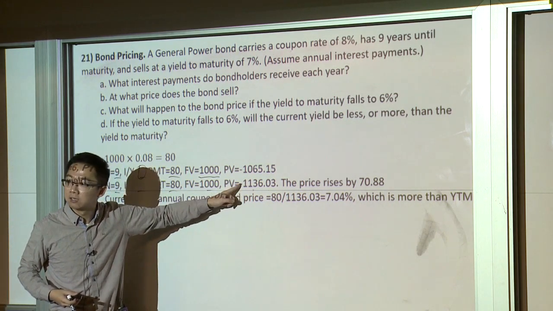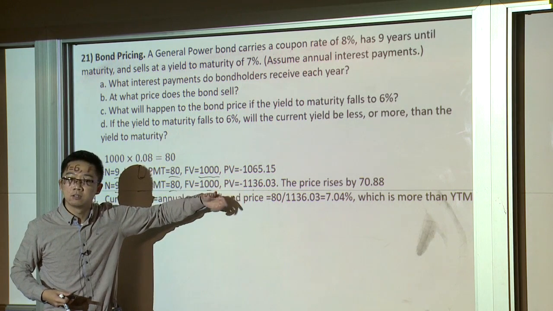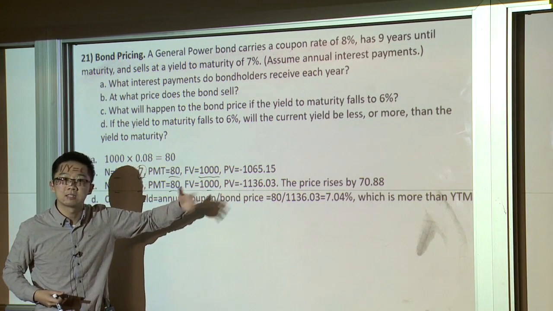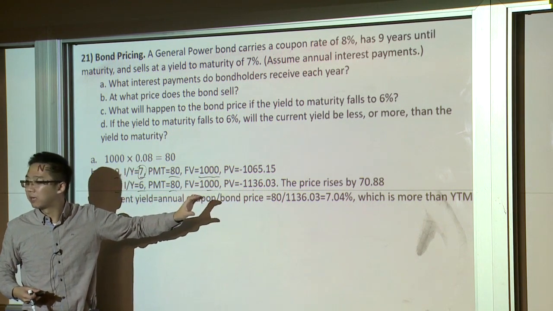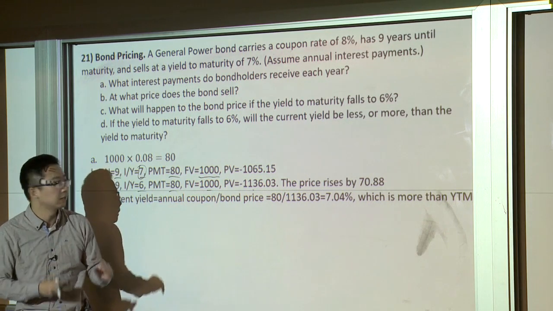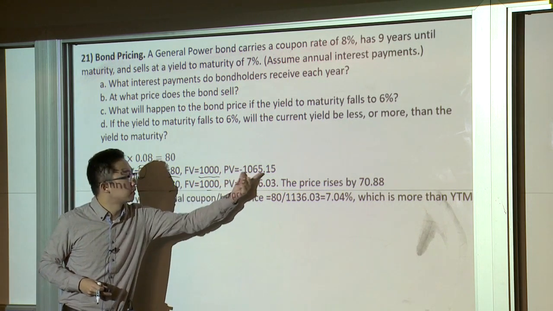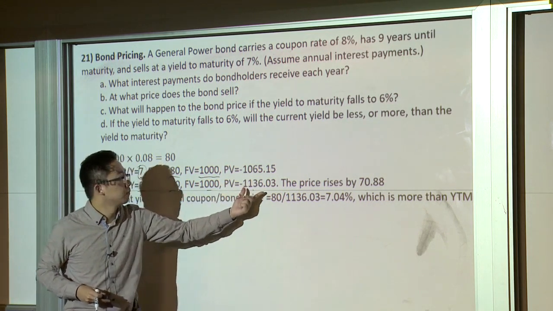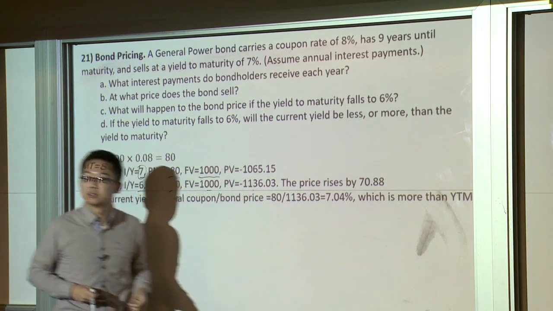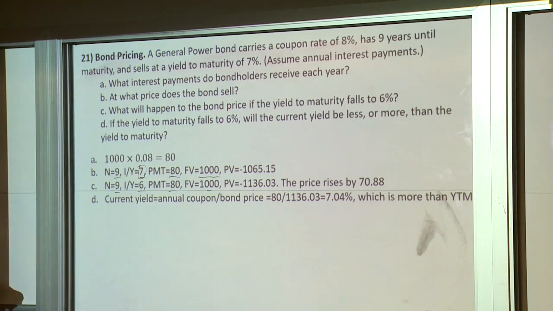What does the sign mean? Direction. Direction of cash flows, right? It doesn't carry an economic meaning, but we know it's an inflow, outflow thing, right? So in absolute terms, the bond price actually increases. By how much? $70. Okay?